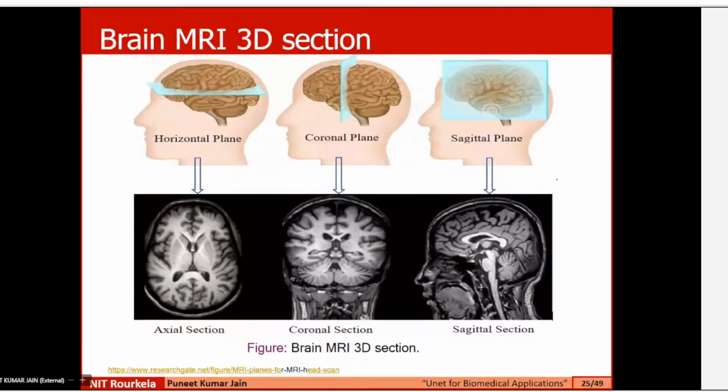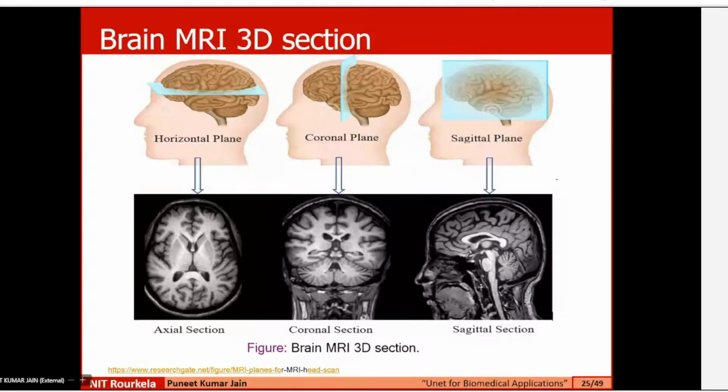These MRI scans can be analyzed in three different planes. Either it might be the horizontal plane, medically termed as the axial section, or the coronal section, or the sagittal section. Although we can create a 3D object of multiple slices, and these slices can be viewed from any particular angle, framing these three sections.